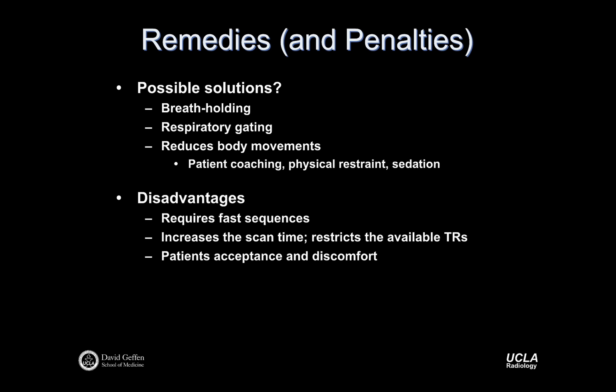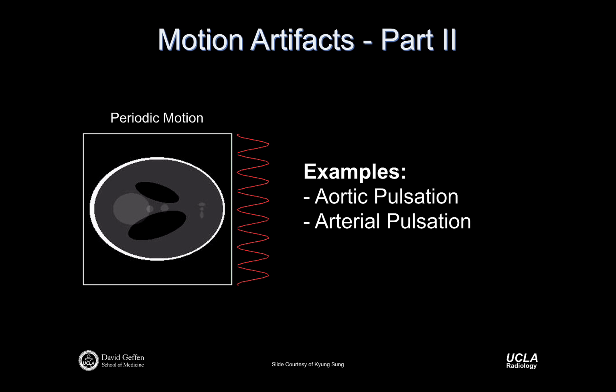to them. Disadvantages, of course: anytime there's respiratory motion, your best option is to image as fast as you can. So we'll talk about some fast imaging options today. If I can get my image in a few hundred milliseconds, maybe motion doesn't matter to me very much. But if it takes many seconds or minutes, then these forms of motion are more of a problem. It's also obviously a disadvantage that it increases the scan time. It's going to restrict your available TRs, and then there's patient acceptance and discomfort. It's always something we have to manage.